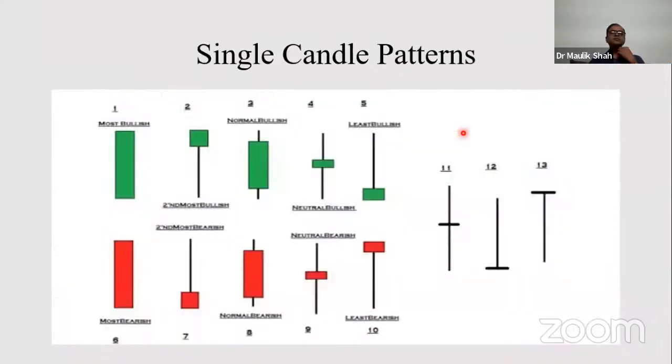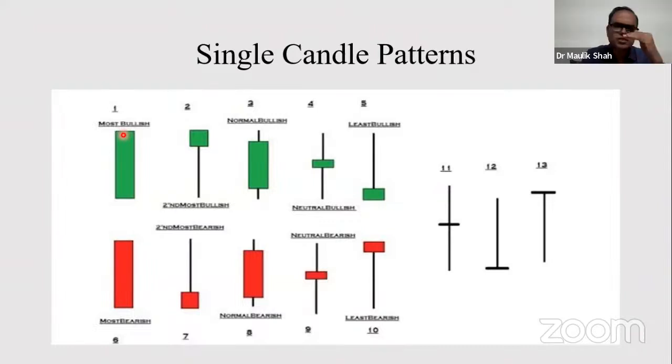There are some candlestick patterns which give us some idea what kind of price movement is going to happen. So there are single candle patterns. For example, the first one, here the close and high are almost the same, and the low and open are almost the same. It is known as a Marubozu candle, which suggests really strong buying strength.